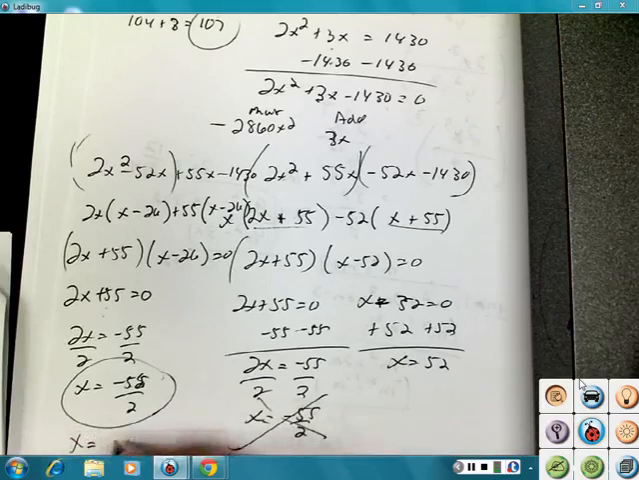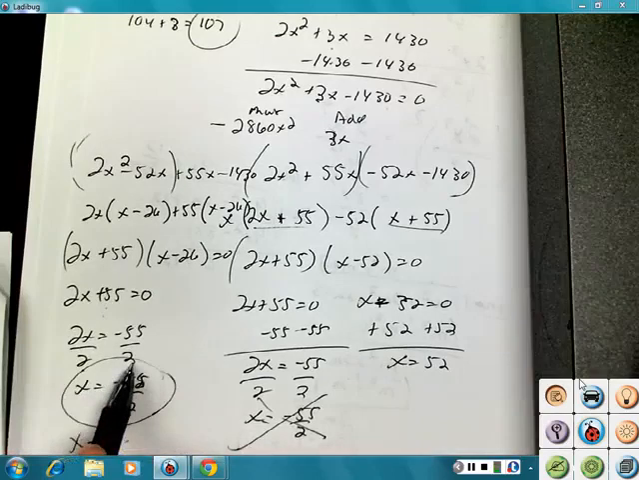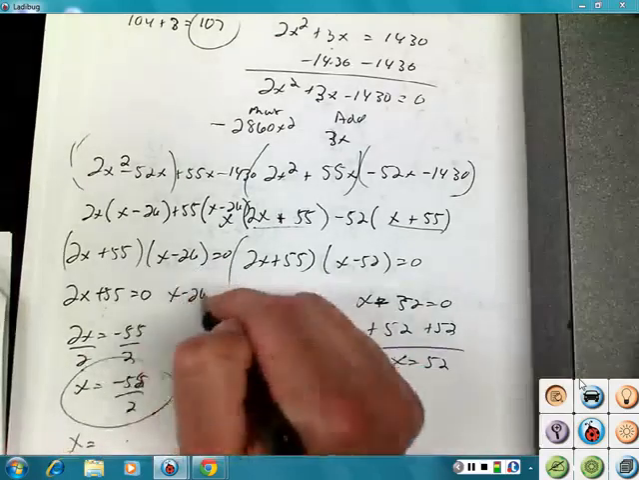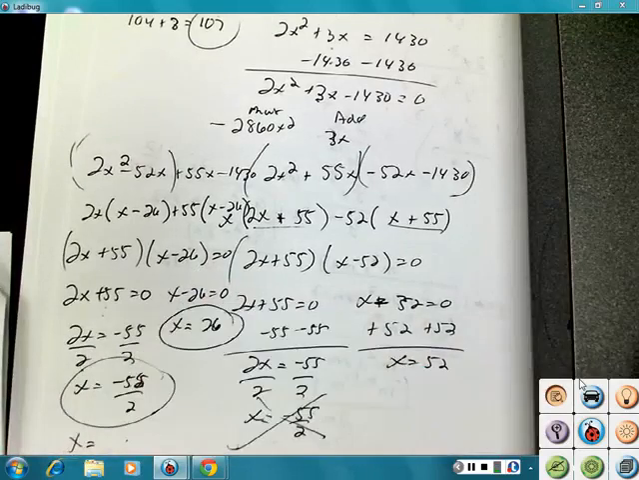So I'm saying the answer is 55, not 55 over 2. No, no, no. It's 2 divided into 55. So it's still 55 over 2, but it's a negative, right? This x minus 26 is equal to 0. Not 55 over 2. I think it's wrong.